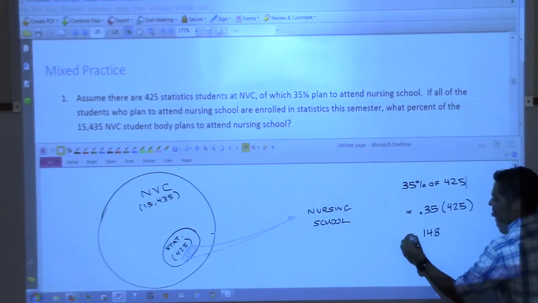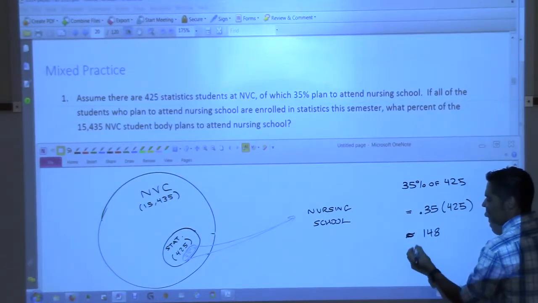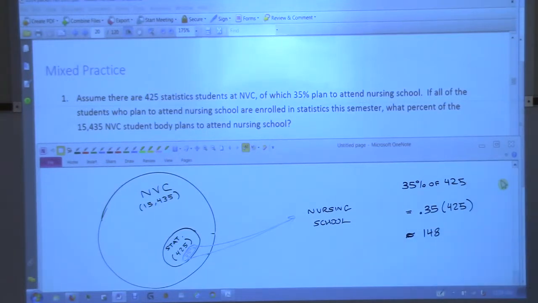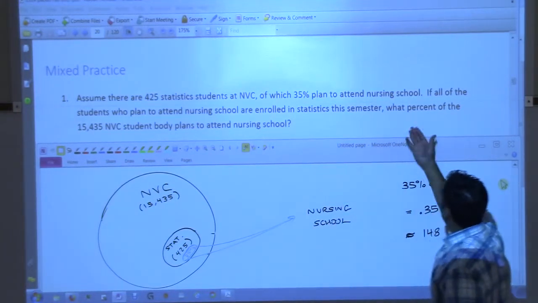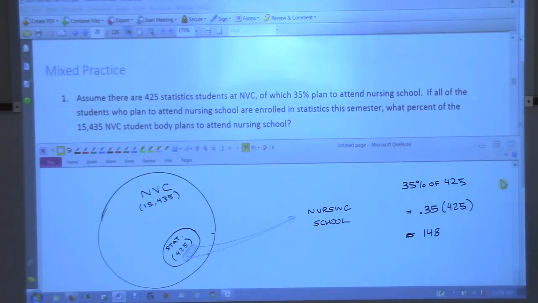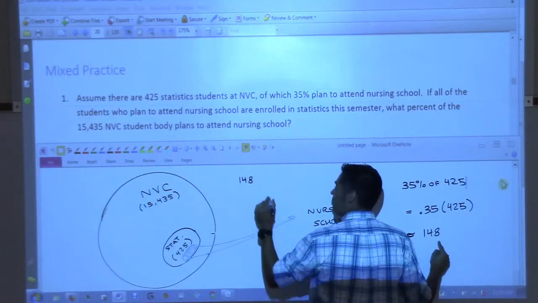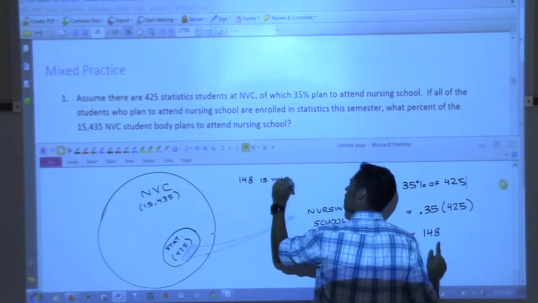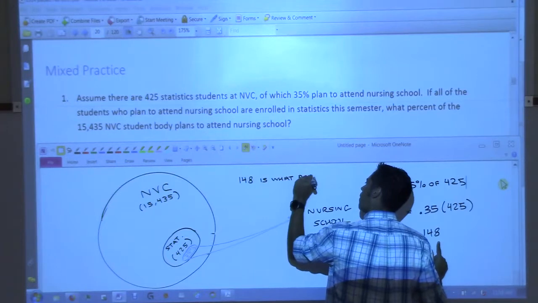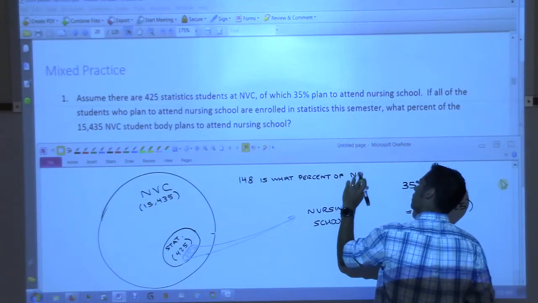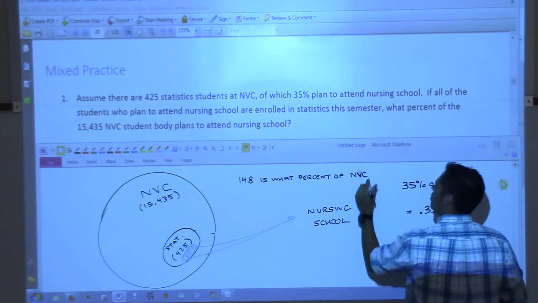So we'll say approximately equal to. I'll put a little squiggly equal sign. That's actually a mathematical symbol, I'm not just making that up for fun. That means approximately. So about 148 students are in this blue group. And it's asking what percentage of the total NVC student body that is. So that's saying 148 students is what percent of the NVC student body?